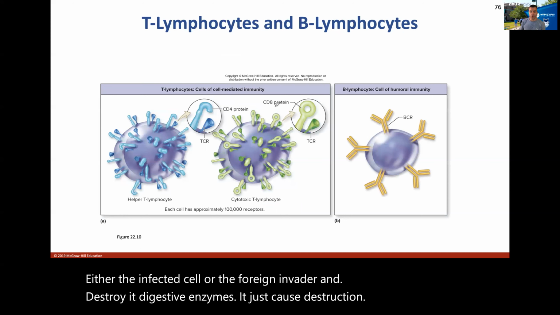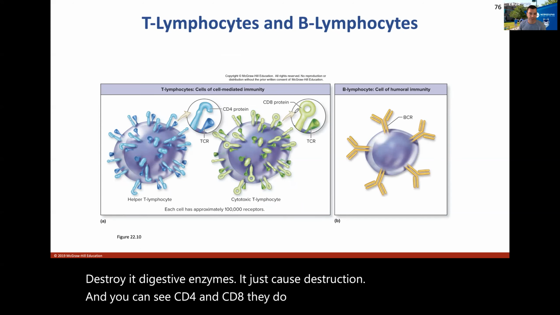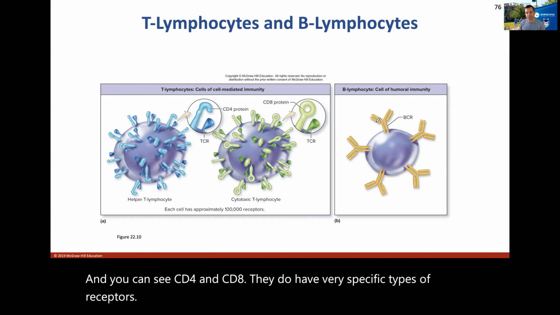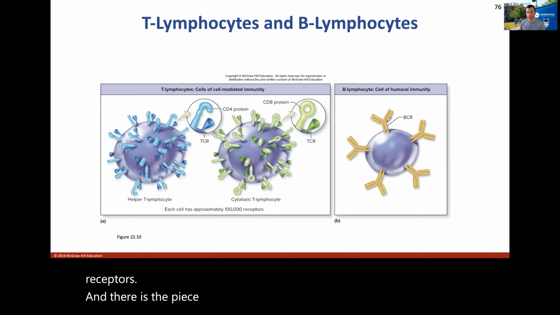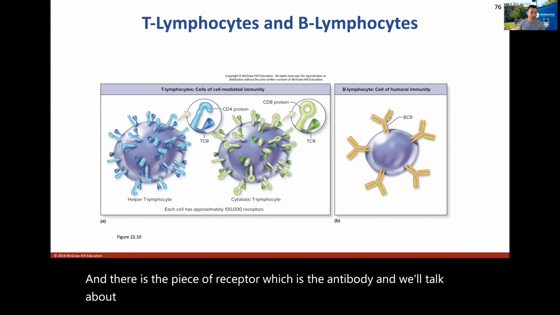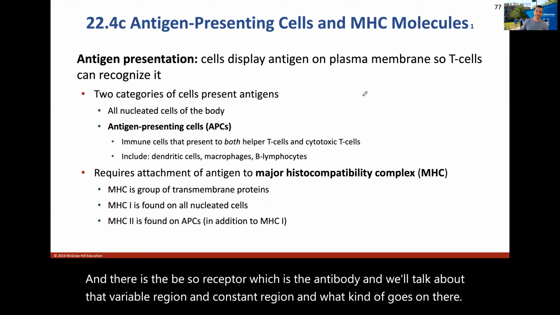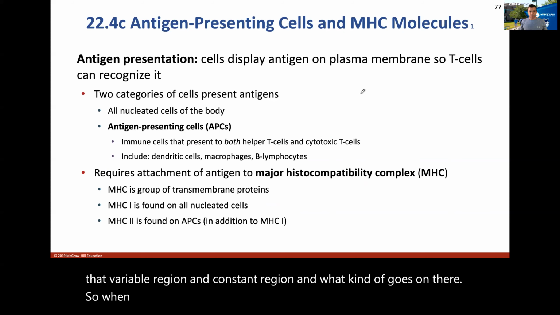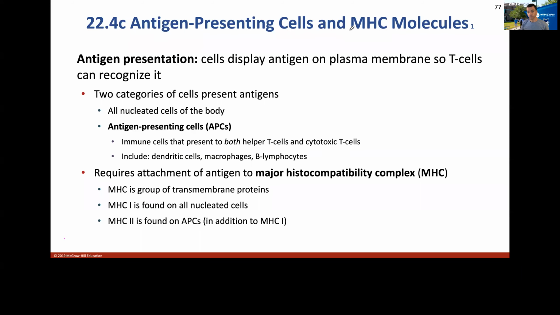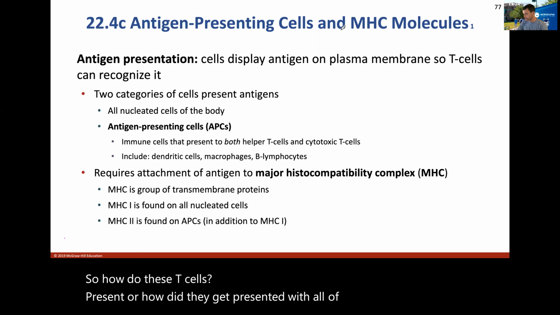And you can see CD4 and CD8 do have very specific types of receptors. And there's the B cell receptor, which is the antibody. And we'll talk about that variable region, a constant region, and what goes on there. So when T cells get brought something, here it is. So how do these T cells get presented with all of these foreign invaders?